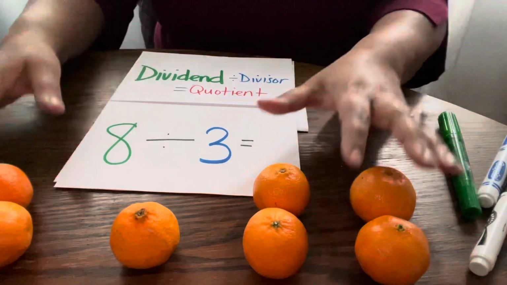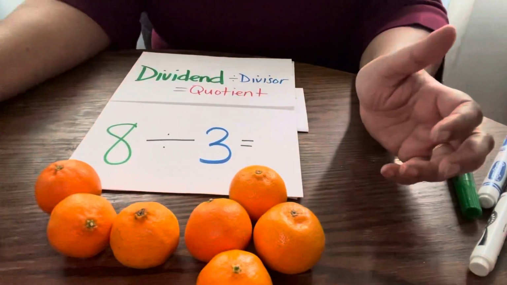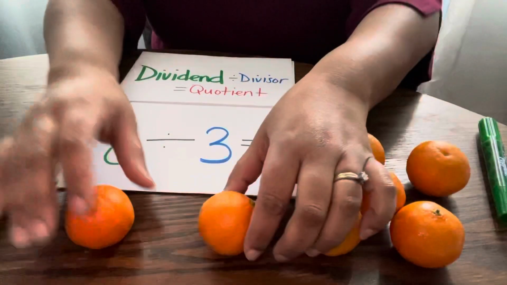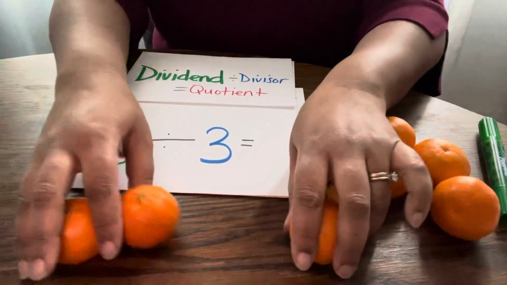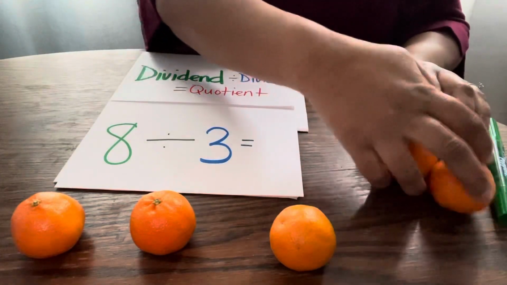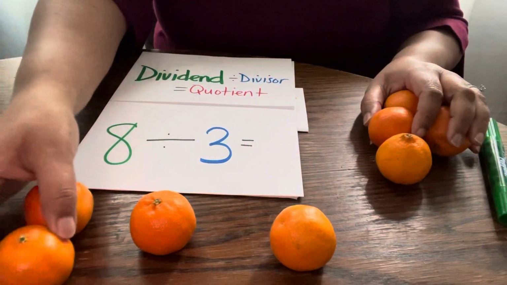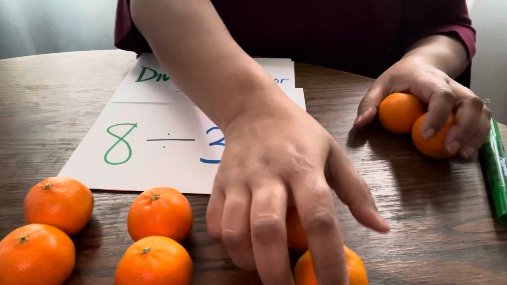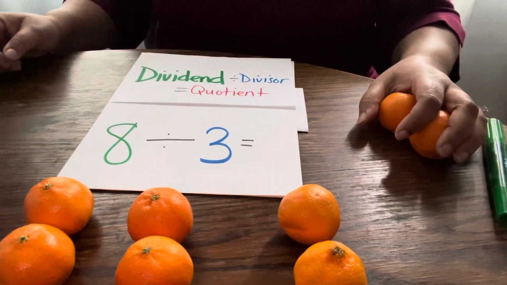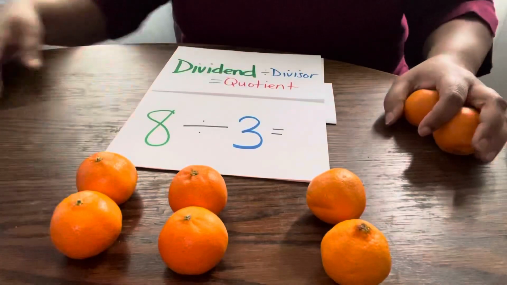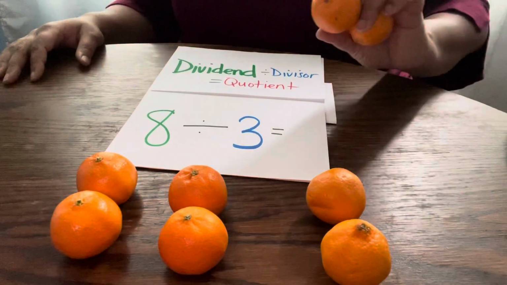So in this case, I've got 8 tangerines again. I'm going to break them down into 3 groups. So I've got 1, 2, 3. Here are my 3 groups. 1, 2, 3. Okay, but I still have 5 tangerines left over, so I'm going to put 1 more in each group. So now I've got 2 in each group. See that? 2 in each group. But I've got 2 left over.